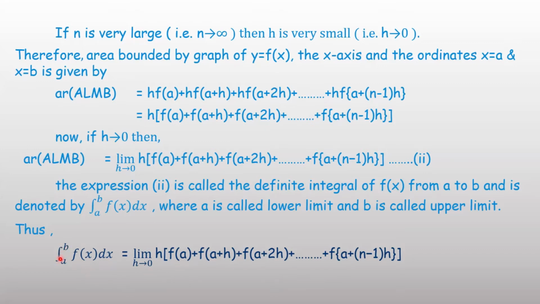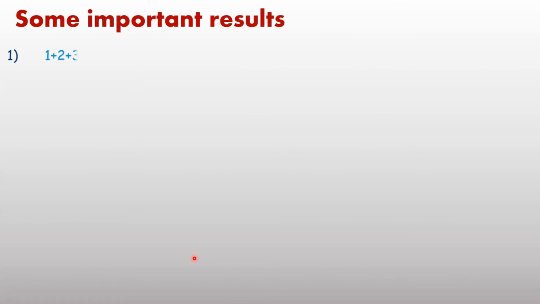Here, the integral from a to b means the sum of all small rectangles whose breadth is dx and height is f(x), from x equal to a to x equal to b. That is the meaning of the LHS, which is equal to the RHS using the formula. In solving questions based on definite integrals, there are some identities required which you should know.